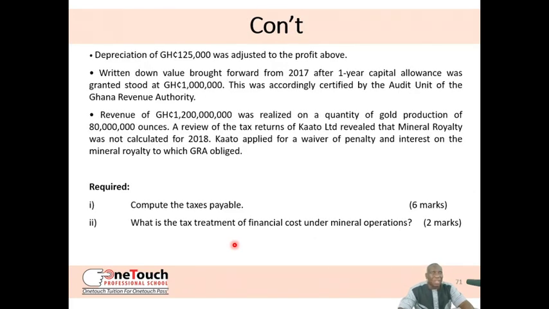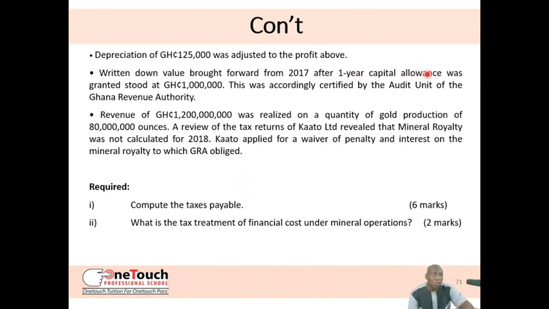Depreciation of 155,000 was adjusted to a profit. We learned that depreciation is not allowable expenditure, so you add back. Now, capital allowance again. Written down value brought forward from 2017 after 1 year, capital allowance was what? 1 million. This was accordingly certified by the audit unit of the Ghana Revenue Authority. So it means that this one has 4 more years to go.